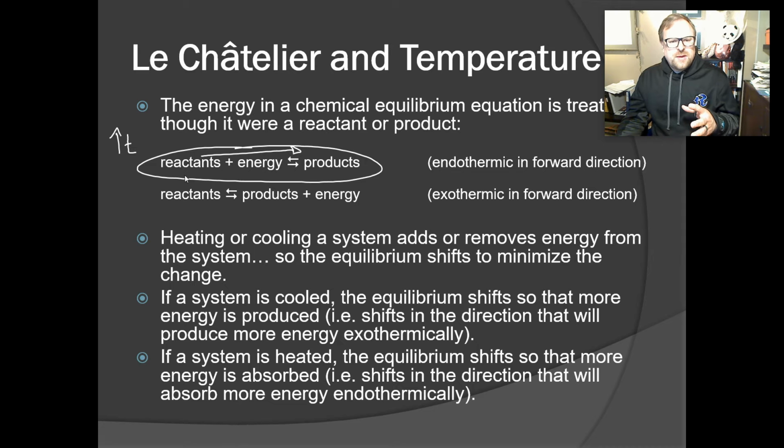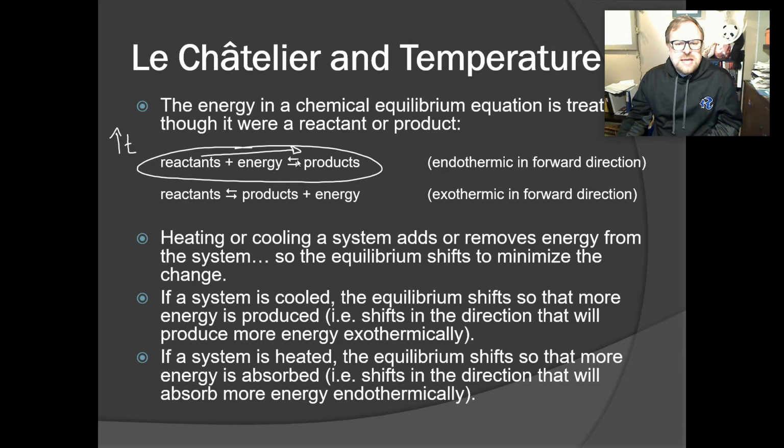But in the reverse reaction on this one, it is exothermic. Okay, so if we consider this to be a reactant in the forward reaction or a product in the reverse reaction, then what we can do is, let's say we increase the temperature of the system. All of a sudden we have more energy around, which is going to increase the probability of reactants reacting to form products. So this reaction is going to shift towards the right. I hope that makes sense to you.